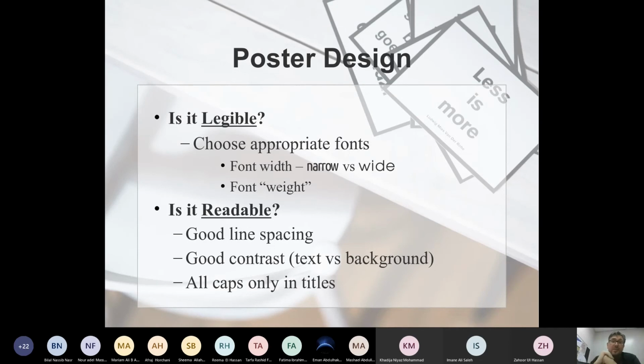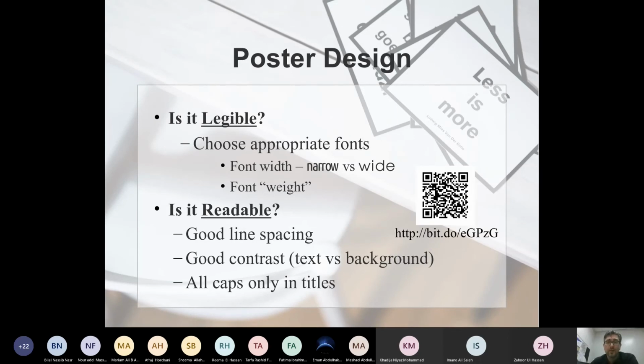Okay. And if you're going to be using all capitals, only use it in the titles. Okay, do not use all caps throughout the whole poster. I mean, you've seen for yourself, if someone's ever written you an email or a text message in all caps, it kind of seems like they're shouting at you. You don't want to be shouting at your audience from your poster. So avoid all caps and only keep them in the titles where it is important.